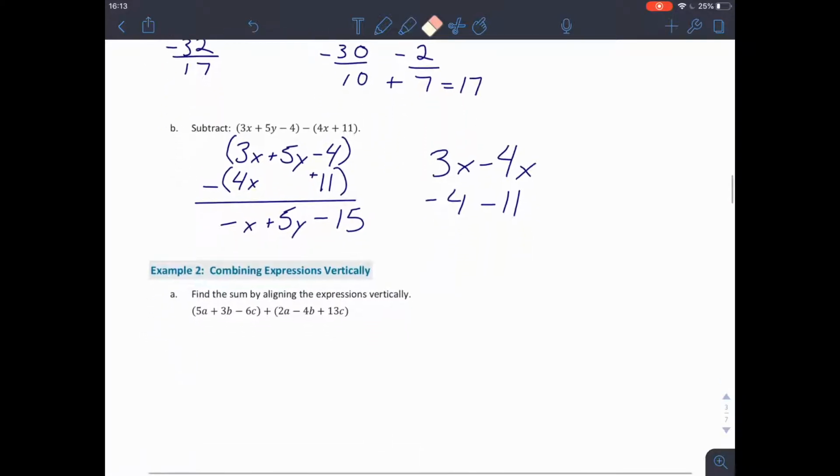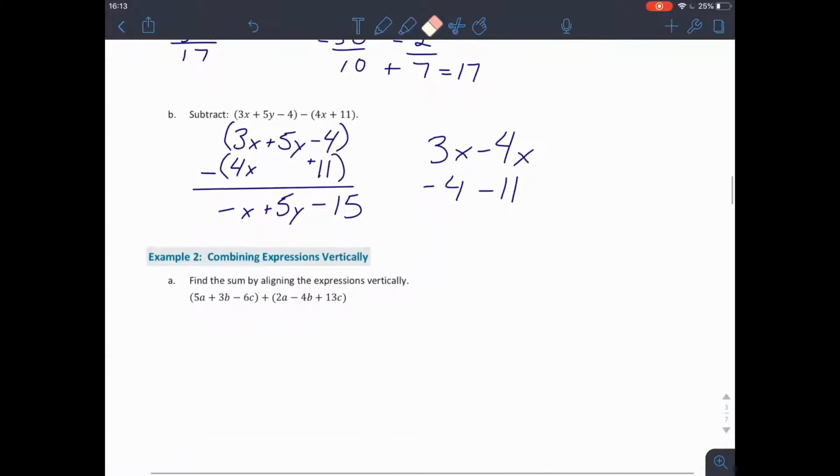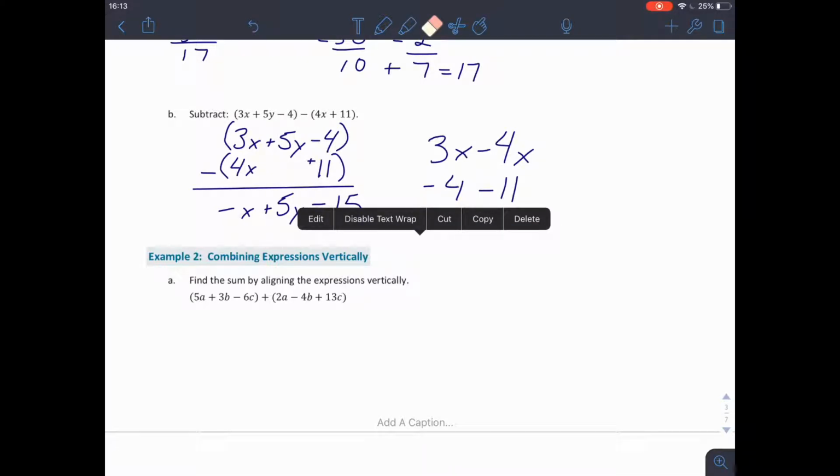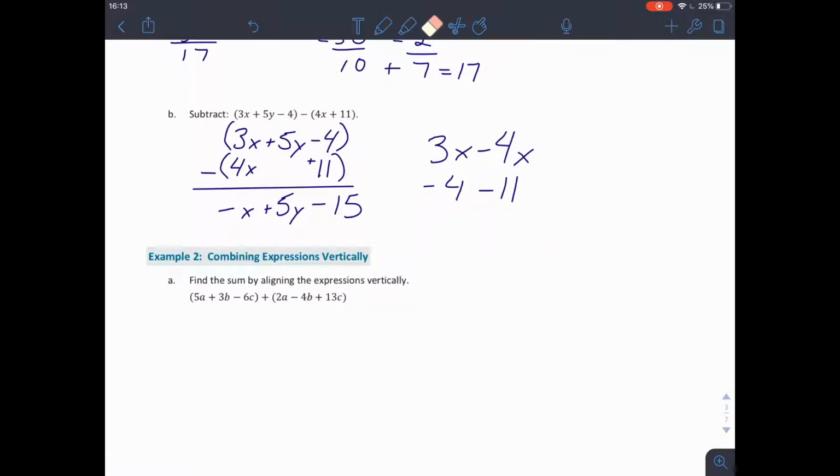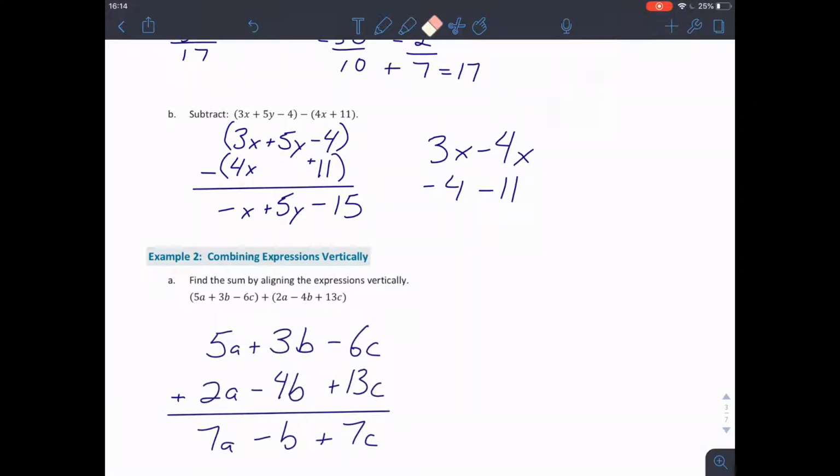How did it go? Luckily for us, these equations already have our like terms written in the correct order. So when you go to write your equations vertically, they should line up nicely. Because this is addition, all you need to do is then add your coefficients for these variables. So 5a plus 2a is 7a. 3b minus 4b leaves us with 1 negative b, so just negative b. And then negative 6c plus 13c gets us 7c. So our final expression is 7a minus b plus 7c.